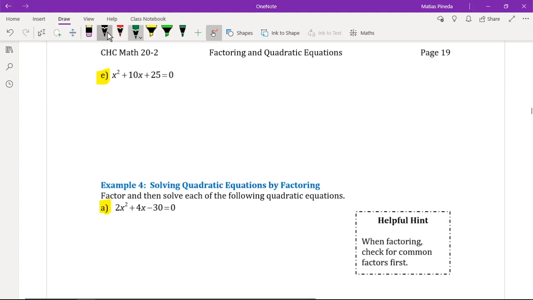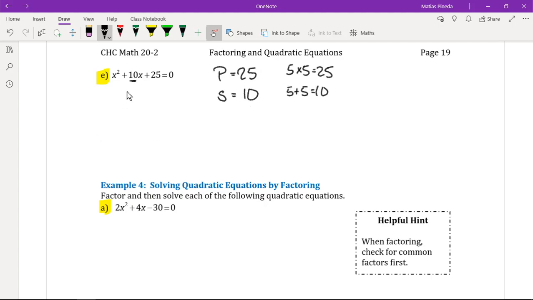Here we have another trinomial. Again, we're going to find two numbers whose product is 25, and if they're added, their sum is 10, the middle number here. So 5 plus 5 is 10, while 5 times 5 is 25. So the two numbers are 5 and 5.